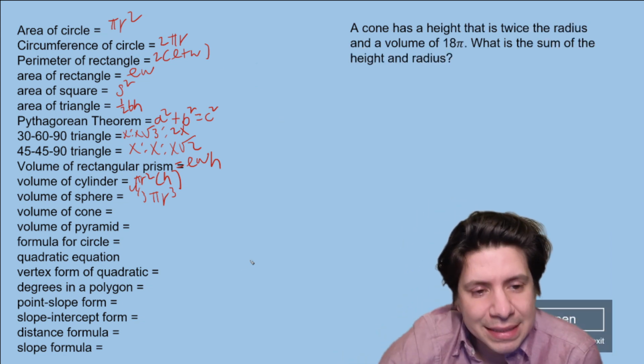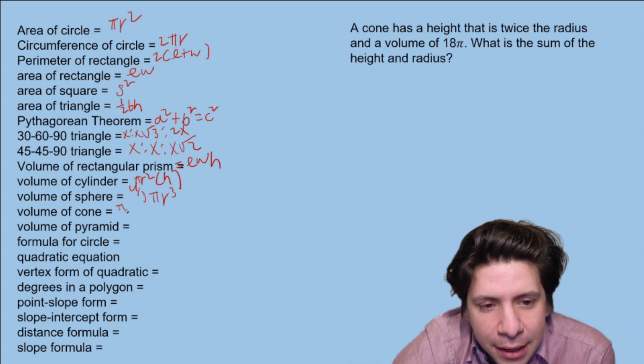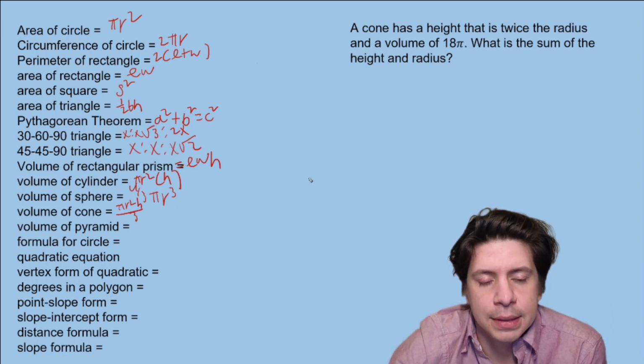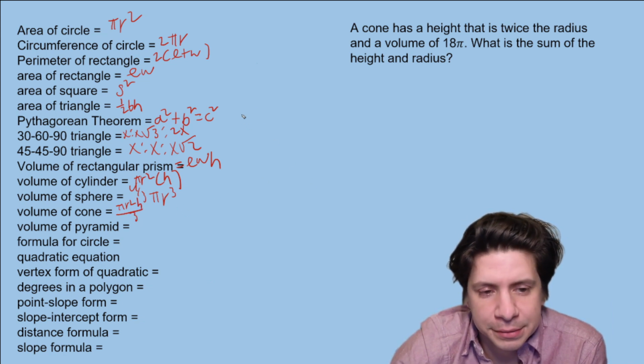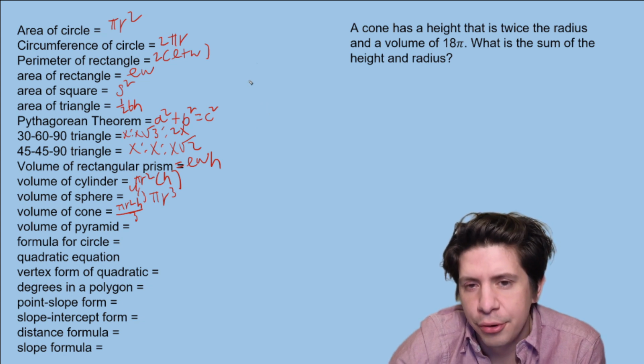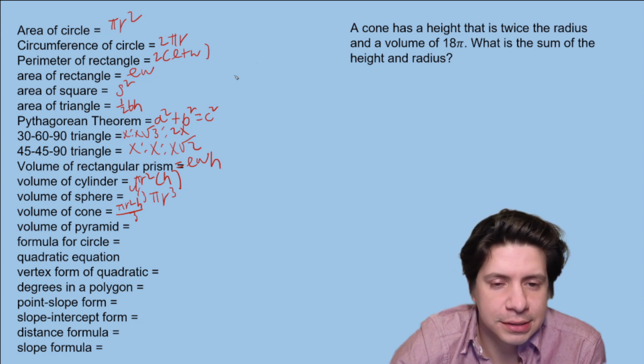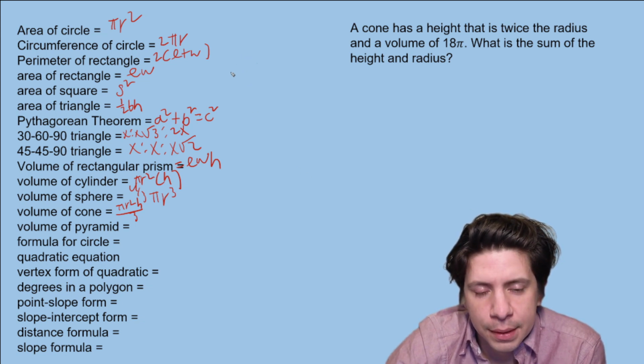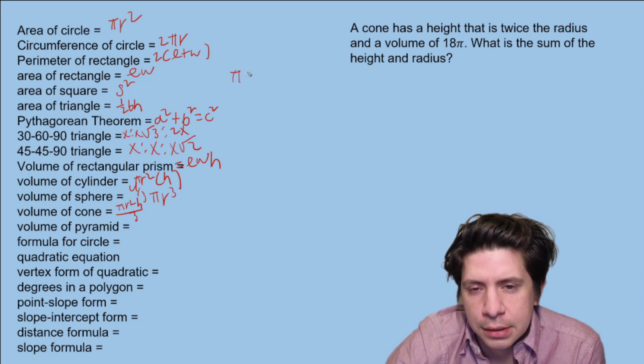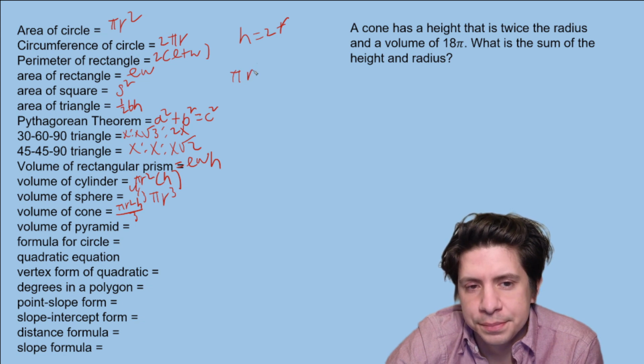And for a cone, it's like a cylinder, except it's 1/3. So it's going to be pi r squared h over 3. So with pi r squared h over 3, we're going to do, a cone has a height that is twice the radius and a volume of 18 pi. What is the sum of the height and radius? So we're going to have pi, h equals 2r, right? So we're going to have pi r squared times 2r over 3 equals 18 pi.